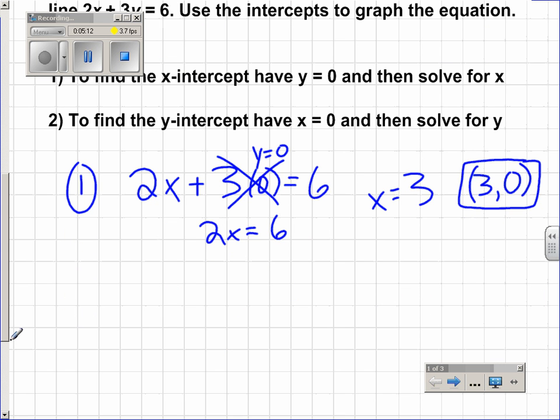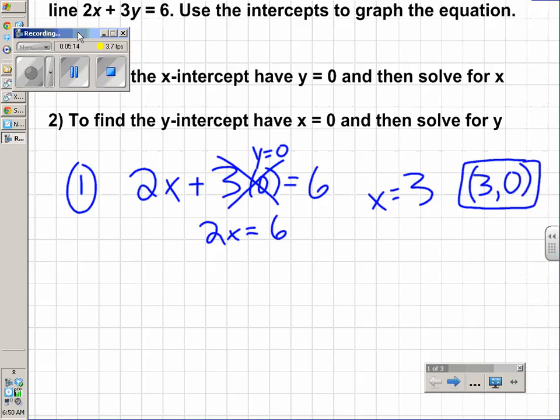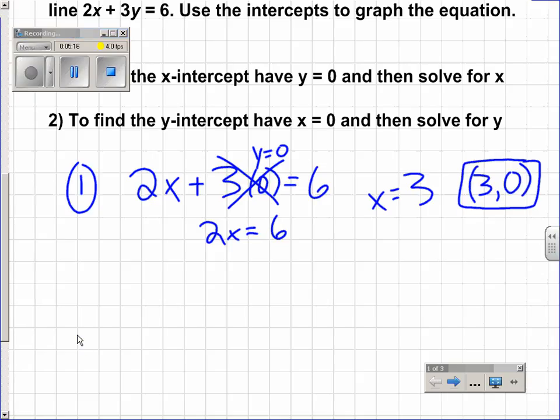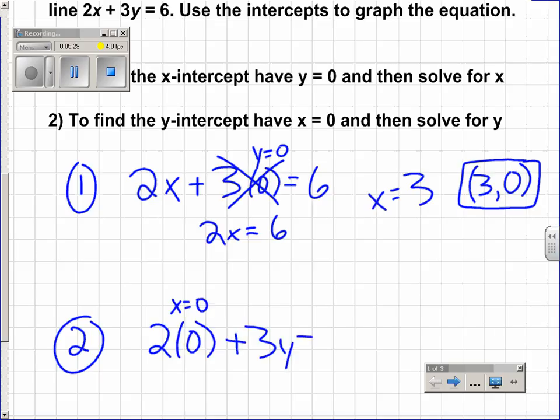And then the same thing with the y-intercept, except it's backwards. Instead of, we're going to put 0 for x. So x equals 0 because it's at the y-intercept. And then we go from there. So same idea, 2 times 0 cancels out, so y equals 2, because you're going to divide by 3. So y equals 2 when x is 0. And then we can graph this. Now we have 2 points.